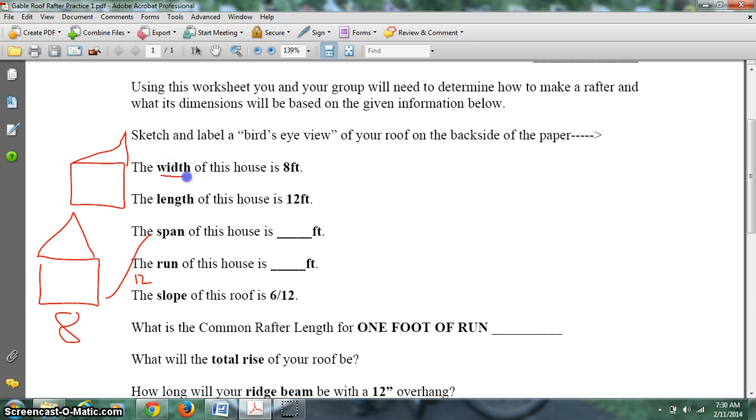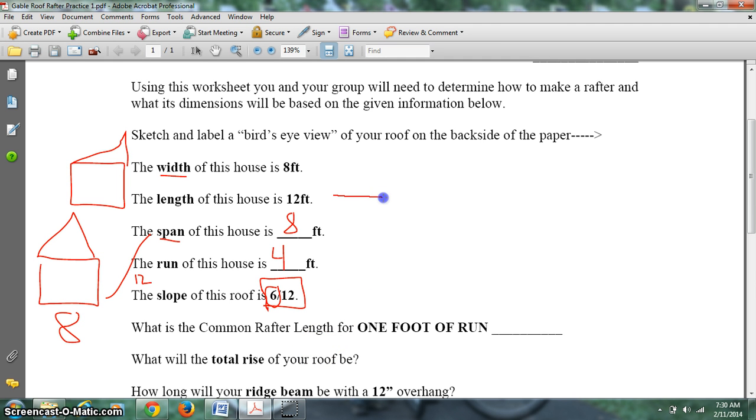Well, span and width are always the same thing. So the 8 goes right there. Run of the house. Easiest math problem. Always half the span. Our slope is given by the architect. The important number here is the 6, which is our unit rise.